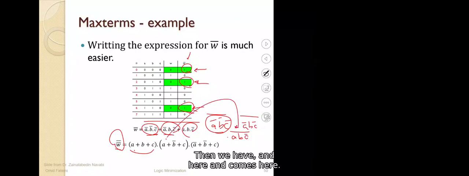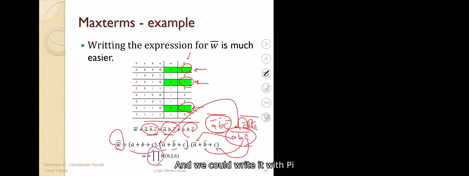Now, inverting this, A naught, B naught, C naught. So inverting this again with De Morgan rules becomes inverting of each element, but with plus, OR between, not AND. So it becomes A plus B plus C. Then we have AND here, so AND comes here. Then we have this one, A naught, B, C naught. Inverting that becomes A, inverse of that, B naught, C, but with OR. And then the last one is A, B, C naught. A becomes A naught, B becomes B naught, C naught becomes C.